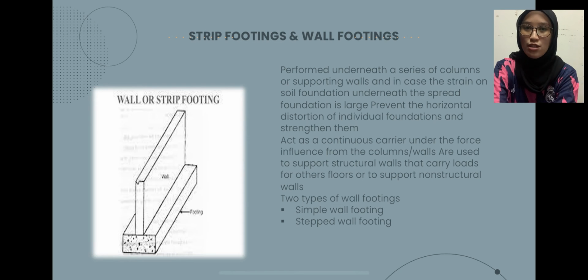Also, strip footing acts as a continuous carrier under the force influence from the columns or walls. For wall footings, they are used to support structural walls that carry loads for other floors or to support non-structural walls. There are two types of wall footings. First, simple wall footing, and second is step wall footing.